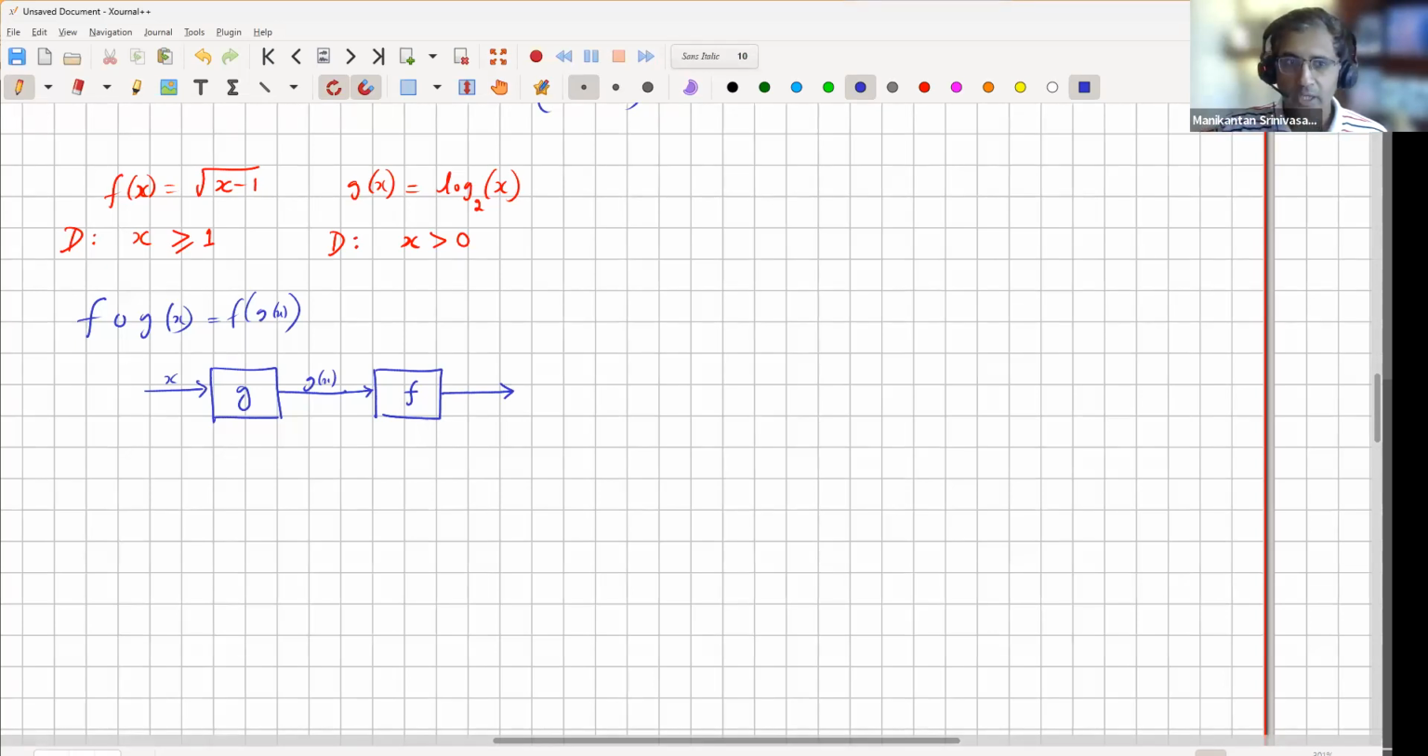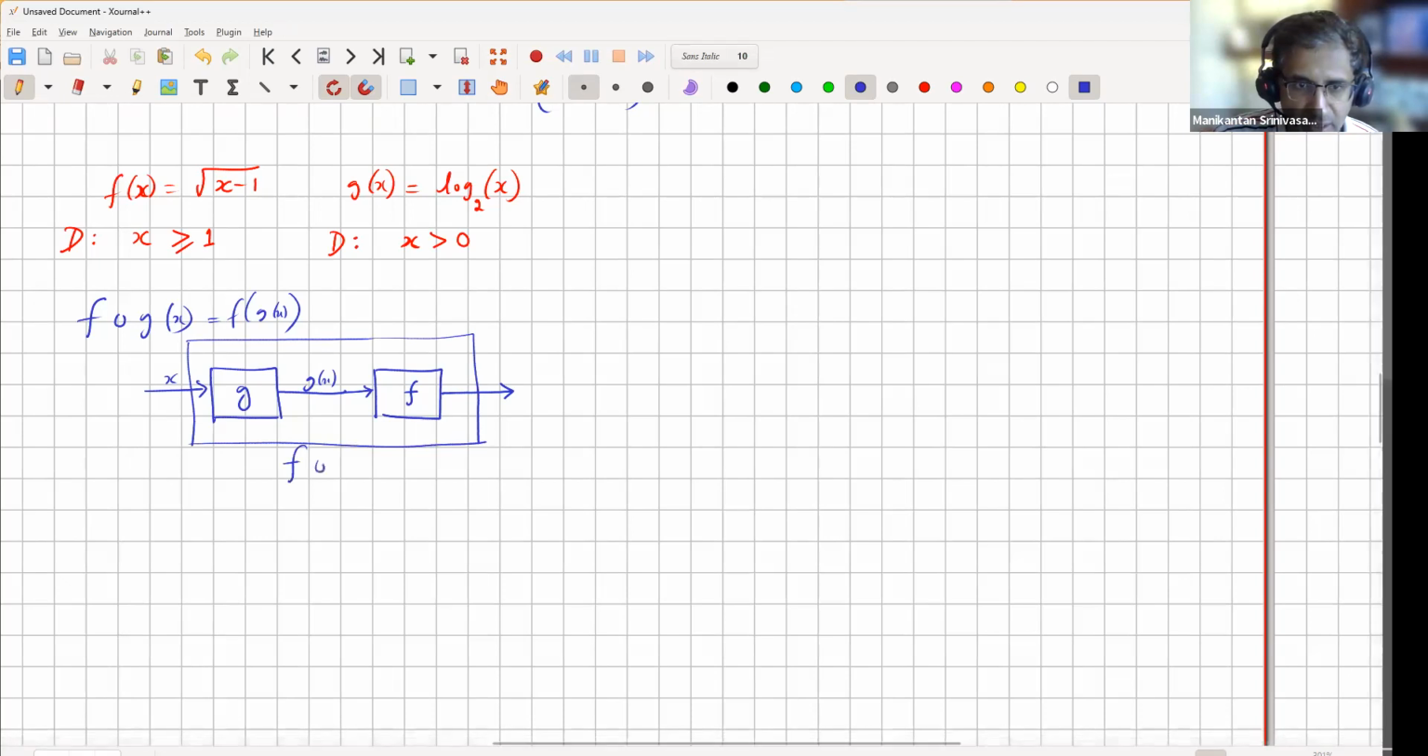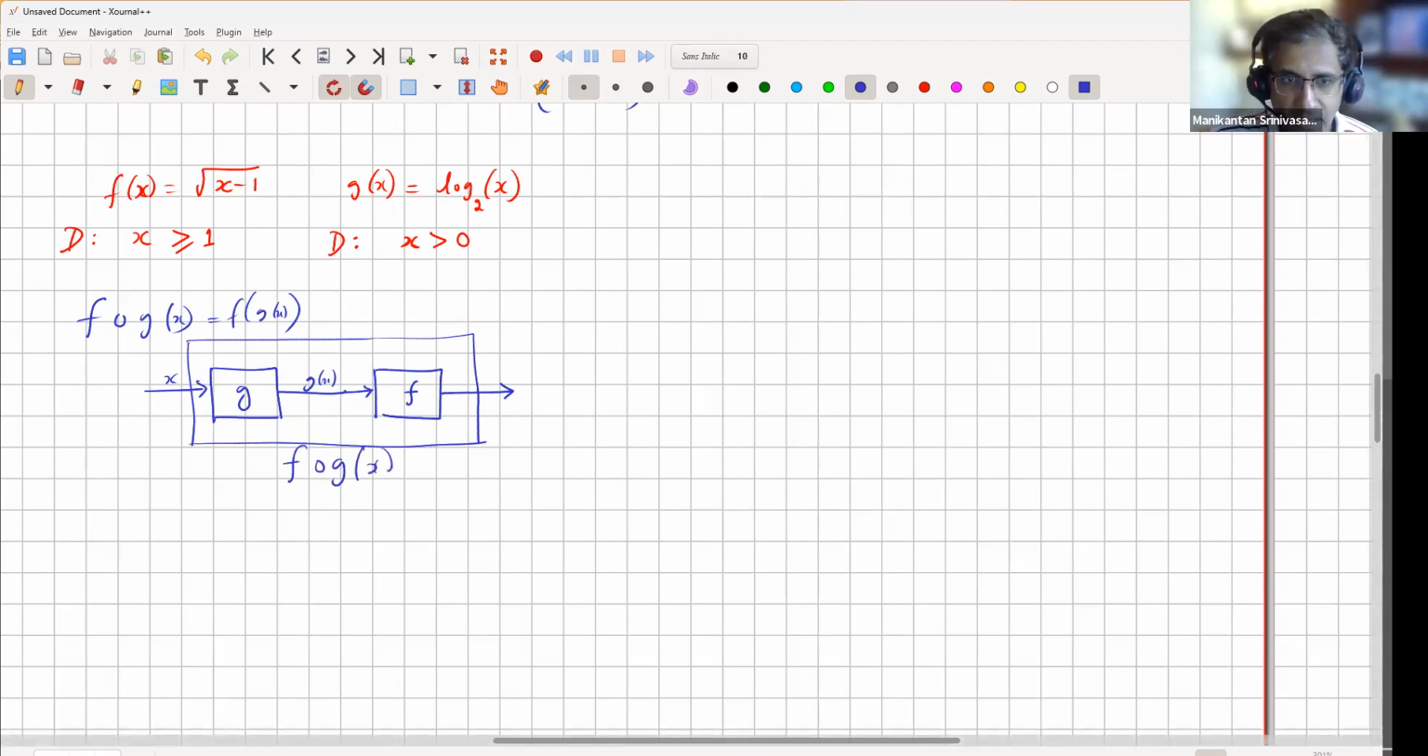Okay. Now suppose you put this whole thing within a block. This is the block which is f of g of x. You have a main input x going in and the final y which comes out here. Now as far as g is concerned, it'll accept anything which is greater than 0. Log of 0.1 is okay, log of 1.2 is okay, log of 1 is okay, log of 2 is okay, log of 10 is okay. As long as x is greater than 0, it's fine, right?